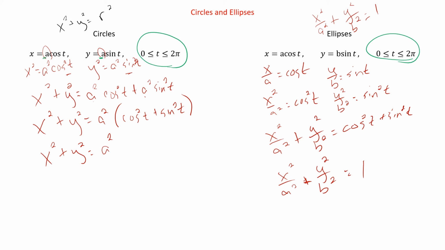Notice in both of these, the range of the t's went from 0 to 2 pi. That makes one full circle, right? Because 2 pi is a full circle. If we did not limit t, we would just keep going around and around and around in a circle. It would just trace over it more and more.